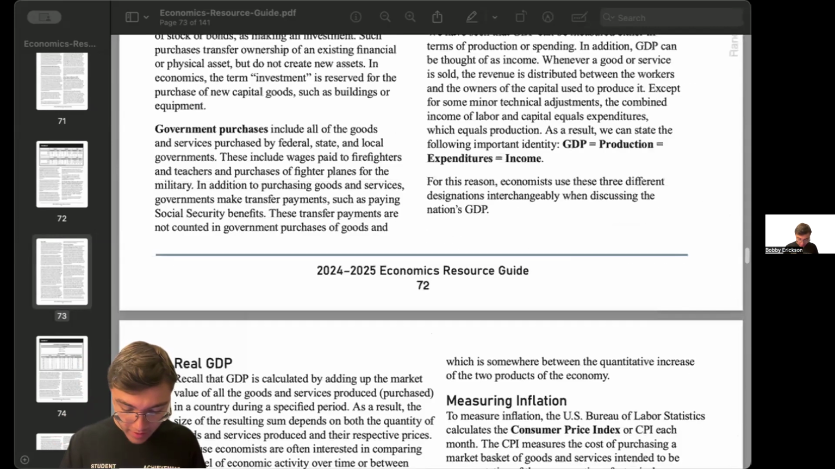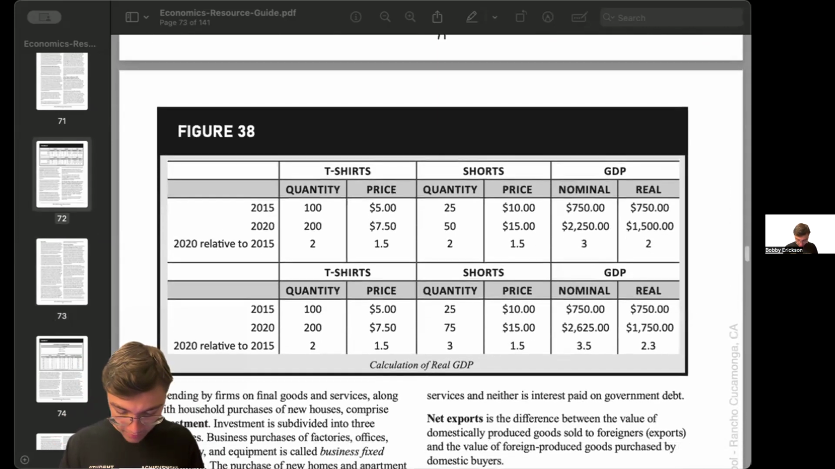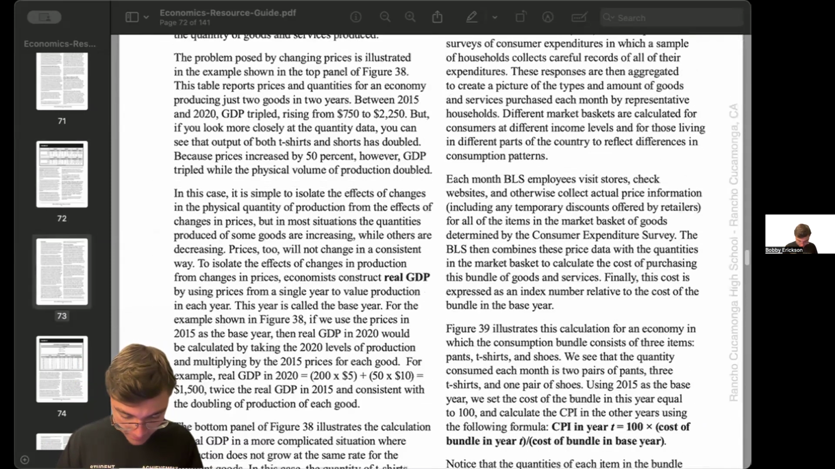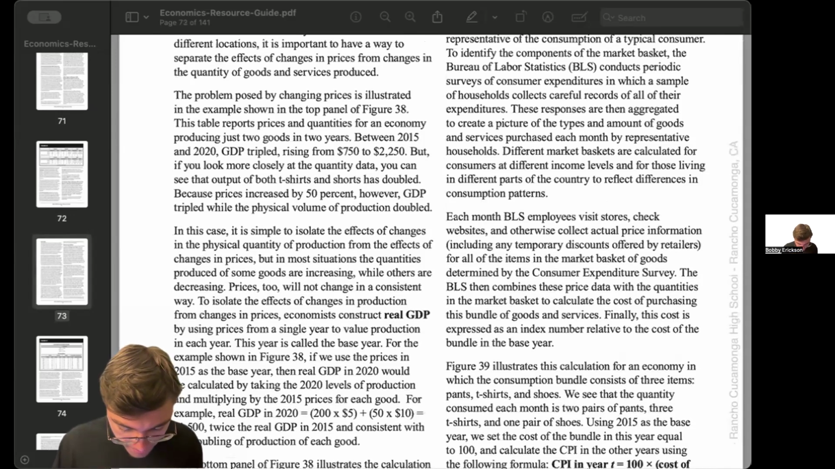And so we can see in figure 38 here at the top that there is a difference in GDP. For just two goods in 2 years, between 2015 and 2020, the GDP tripled, rising from 750 to 2,250. But you can see that the output of both t-shirts and shorts has only doubled, so it would have been $1,500. But because the prices overall increased by 50%, the GDP tripled, while the physical volume of the production doubled.